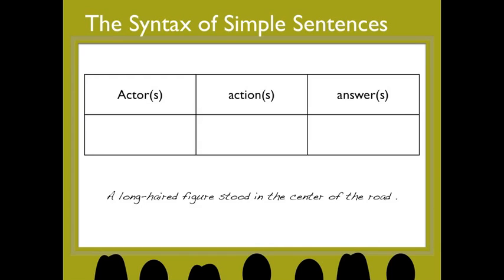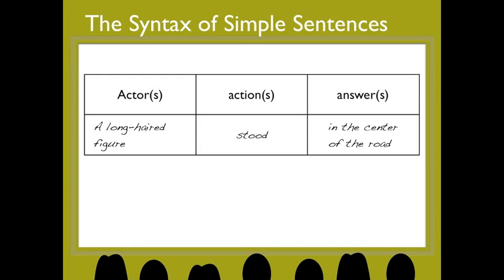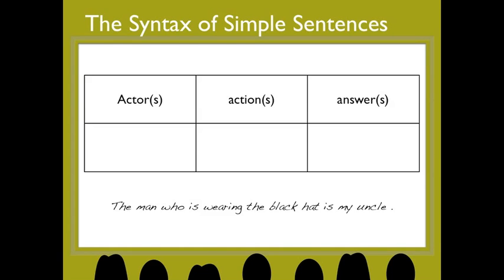Here's another tricky one. The entire actor of this simple sentence is a long-haired figure. What did this long-haired figure do? Well, he or she stood, and then we have two prepositional phrases functioning as the answers. And those answers are in the center of the road. This next sentence is a little bit confusing.